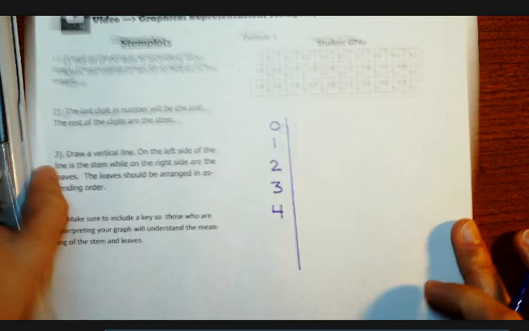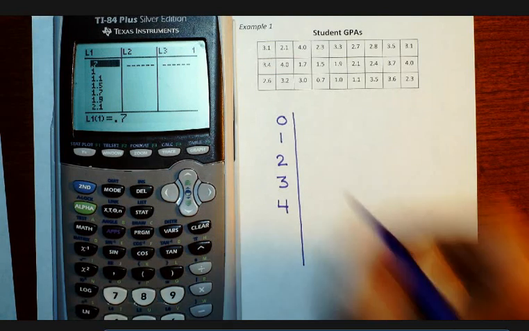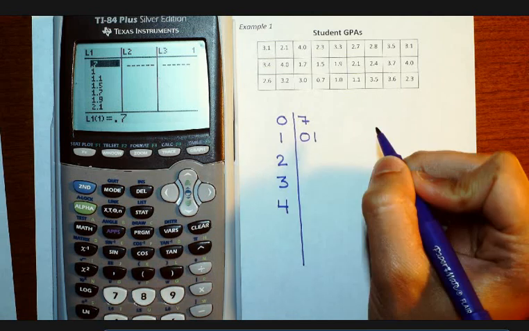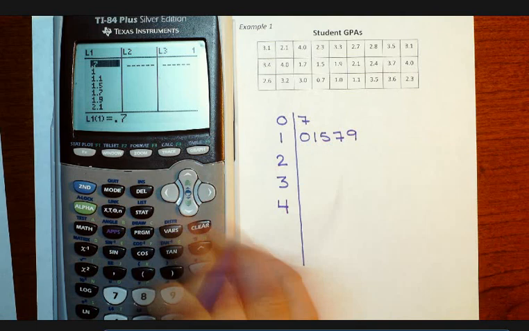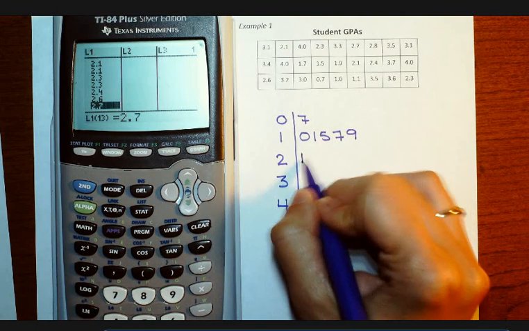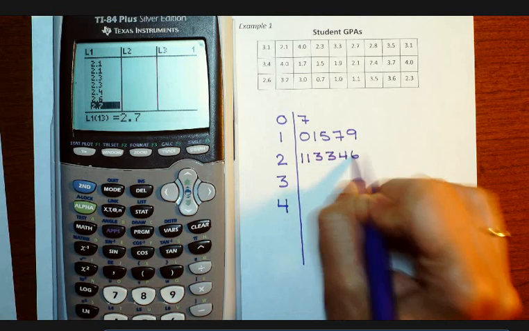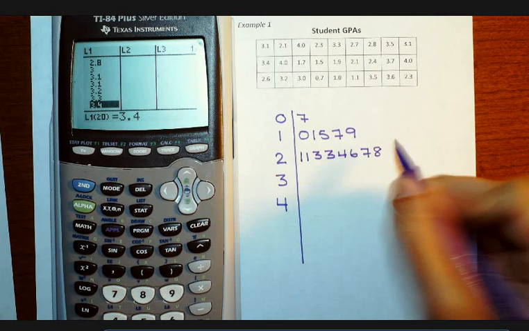Looking at our list, our first data point was 0.7, so I'm going to put a 7 after our line. The next one is 1.0, so that means it would be a 0. Then we have a 1.1, and then a 1.5, and then a 1.7, and a 1.9. Moving on to the 2's, we have a 2.1, a 2.1, a 2.3, a 2.4, a 2.6, a 2.7, and then a 2.8.